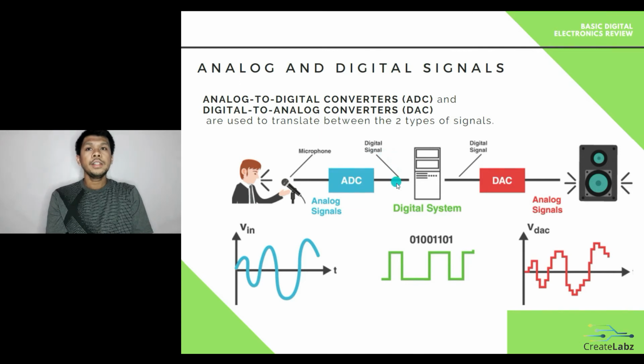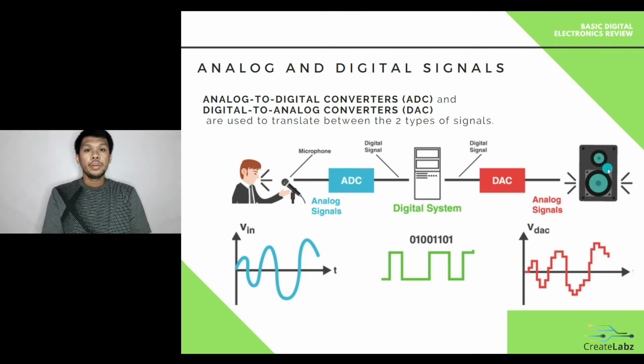And then we have a digital system which does some processing of the signal. Let's say the processing increases the pitch or the frequency of the human voice. Its output will go to the DAC, or digital to analog converter. The DAC converts it back to analog so that when it feeds the speaker, which is an analog device, we can hear the analog sound of the human voice again.